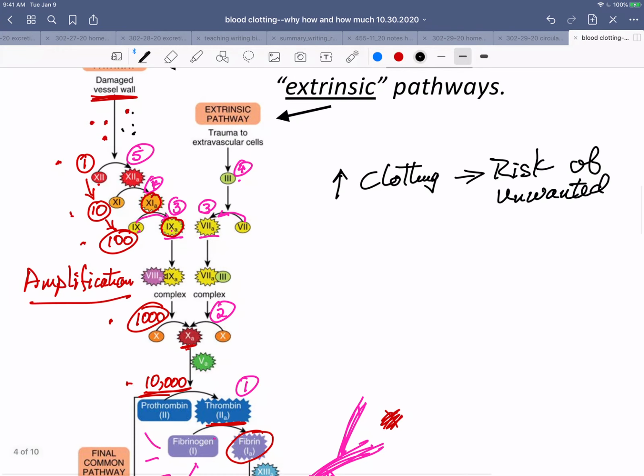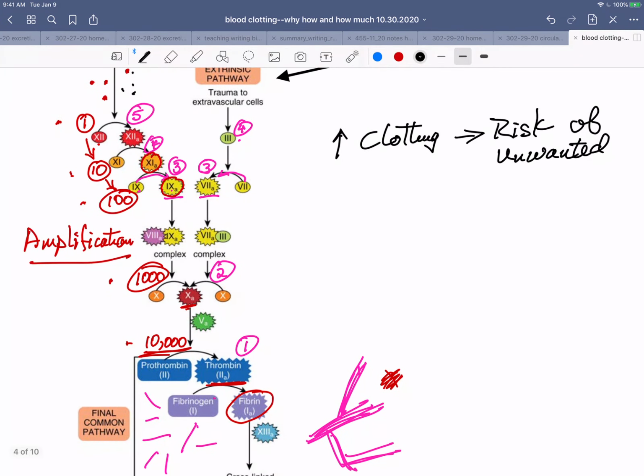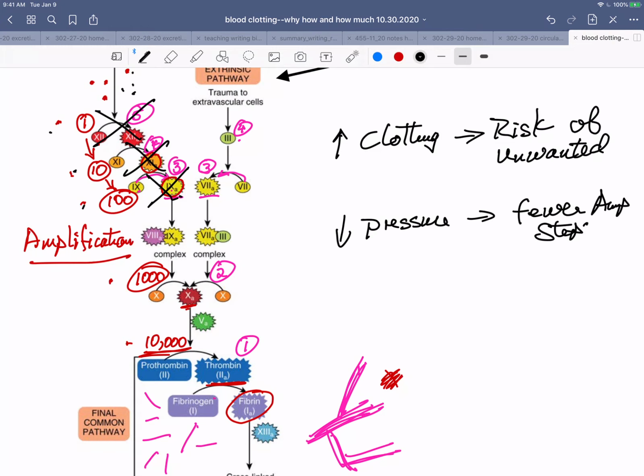Whereas animals with low pressure circulatory systems can afford to have fewer steps, and in fact that is what you see. It's only animals with the highest pressure circulatory systems that seem to have both the amount of fibrinogen that we have and the sheer number of amplification steps we have. So with a lower pressure system, you can have fewer amplification steps and lower risk of unwanted clots.